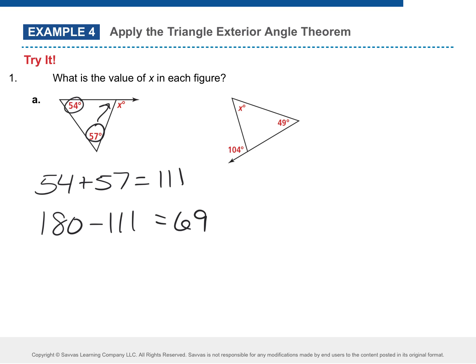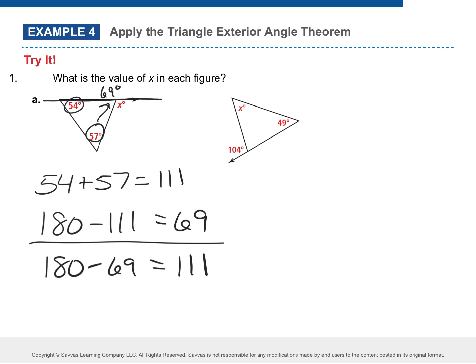Is that my answer, though? No, that was just the missing angle we had here. Now what can I do? What'd you say? We have to figure out what X is, right? What relationship can I use? What'd you say? Yep, they're adjacent, so I can do 180 minus 69 is 111.